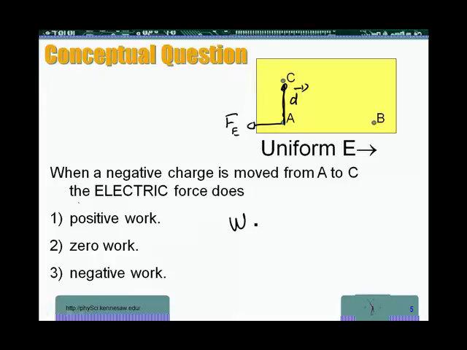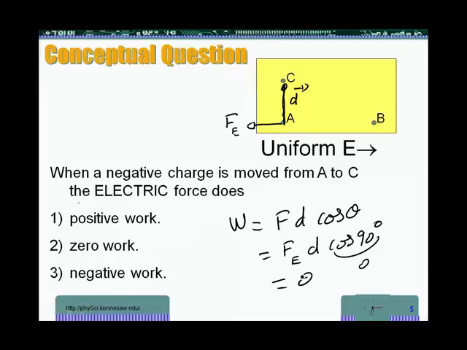Remember, work is Fd cosine theta. Our F here is F due to the electrical field. Our d is the displacement from A to C. And the angle between them is 90 degrees in this case. Cosine of 90 degrees being 0, that tells us that our work is 0. So that's our answer.